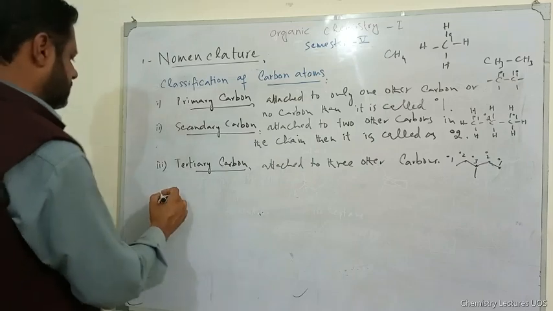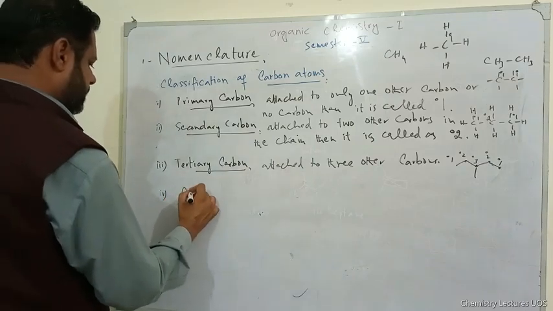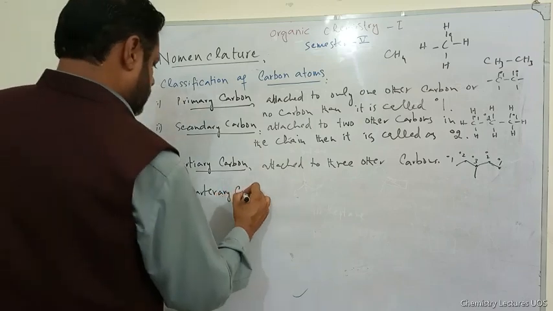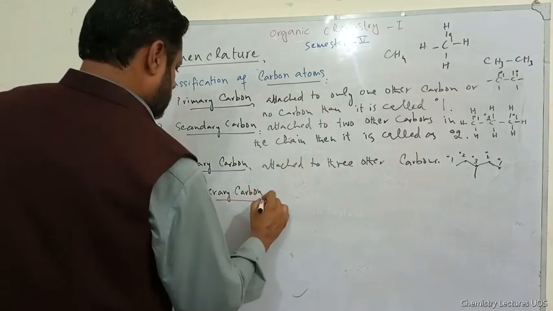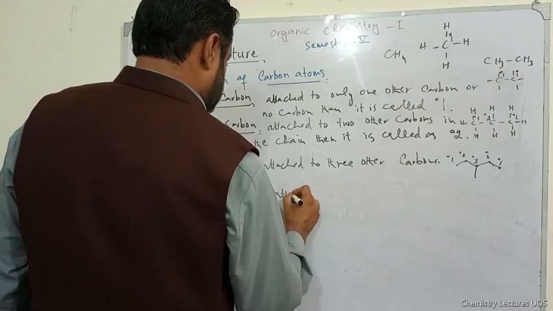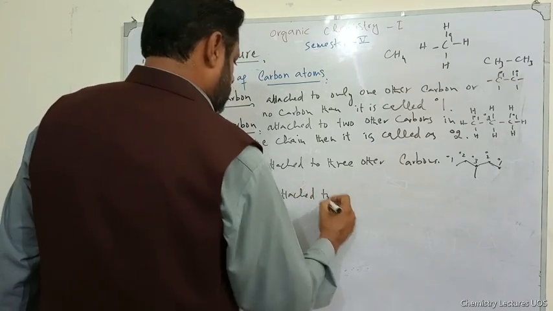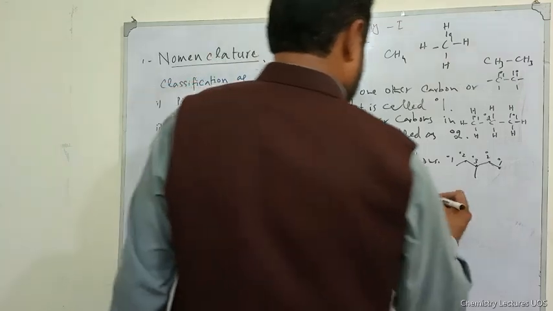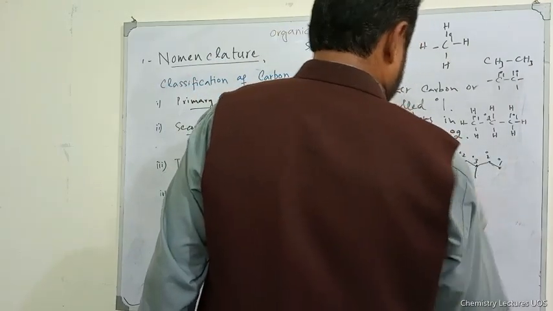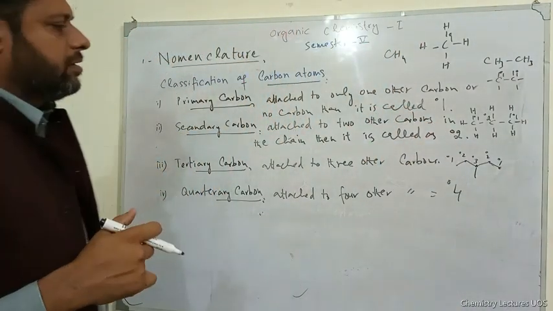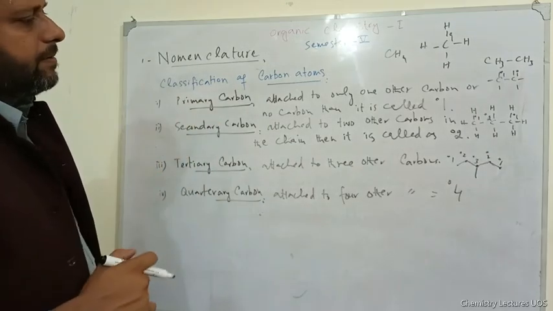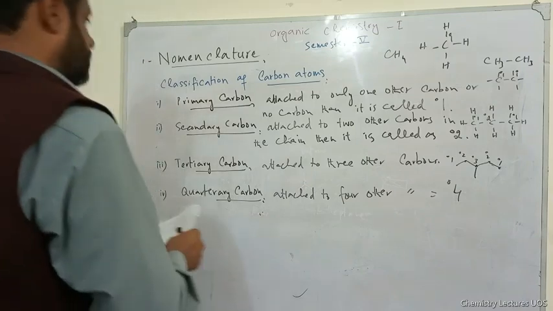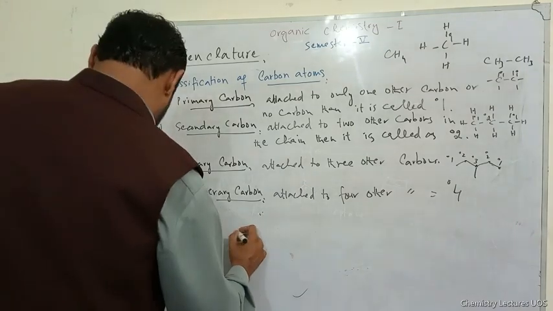And the last one is the quaternary carbon. If the carbon is attached to 4 other carbons, it is called quaternary, it is written as 4, and we write the degree upon this. So I will write one structure. This one is a structure here.